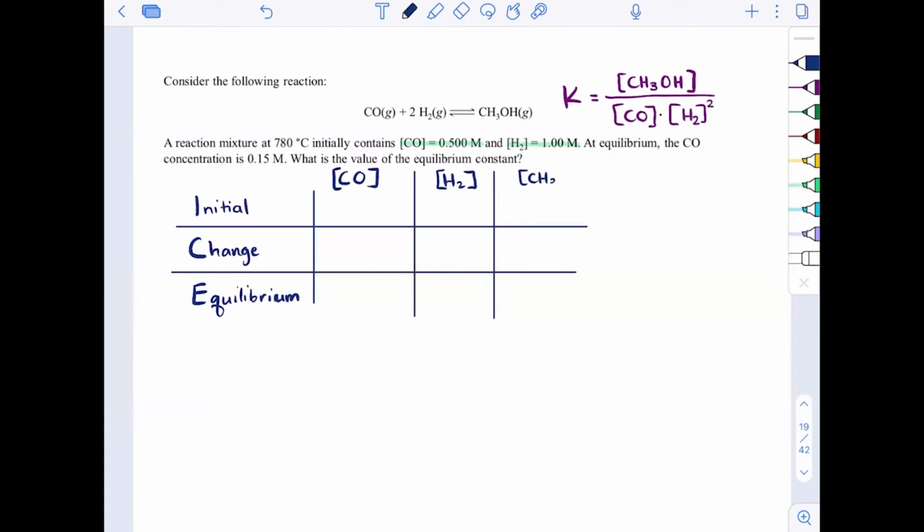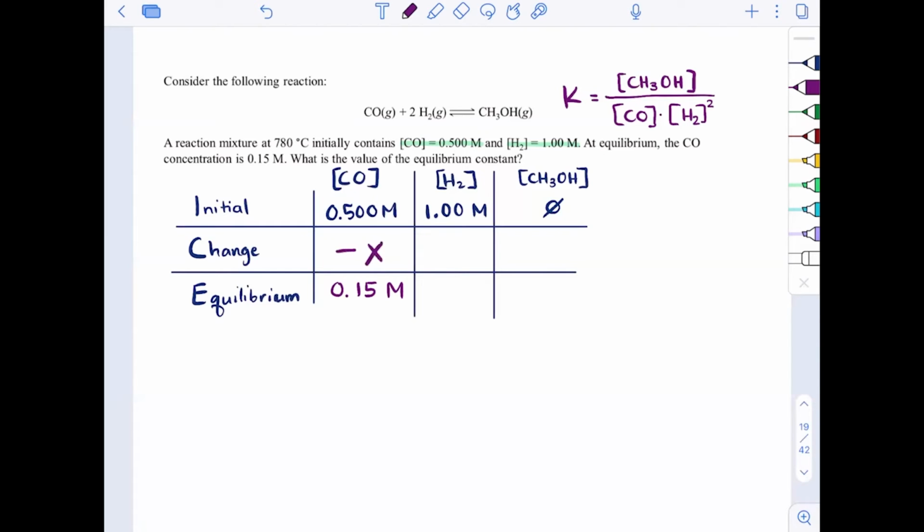and CH3OH, methanol concentration. Now to start us off, carbon monoxide started at 0.500 molar. Hydrogen started at 1.00 molar. Methanol starts at 0. Not written, it's because we start with no products based off of the given information. At equilibrium, I know the carbon monoxide is 0.15 molar.